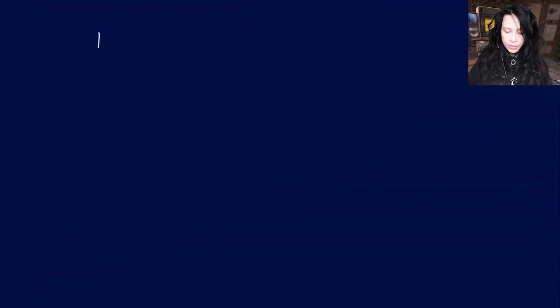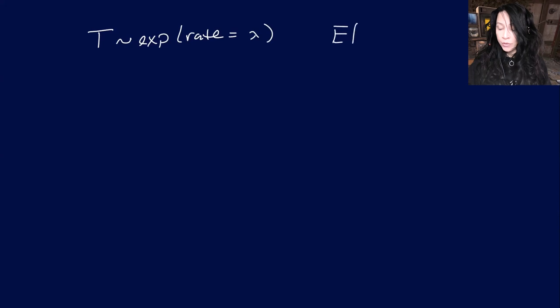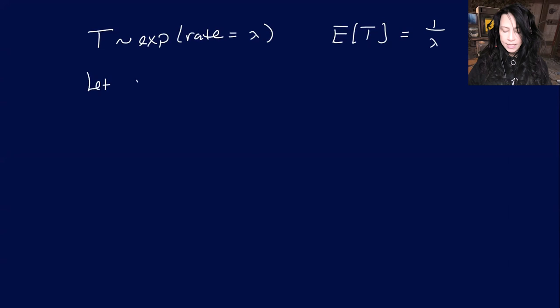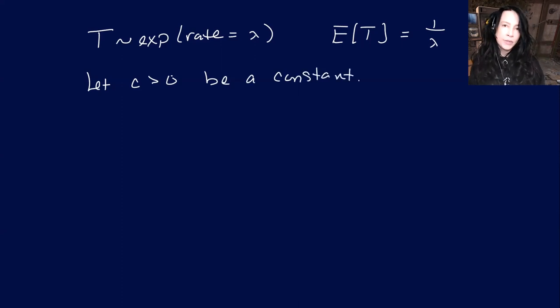So let's suppose that we have T exponential with rate lambda. We know, of course, that the expected value of T is 1 over lambda. But we're going to look at some constant. So I'm going to let c greater than 0 be a constant. And there are two expectations that are going to start coming up for us over and over again, starting now.